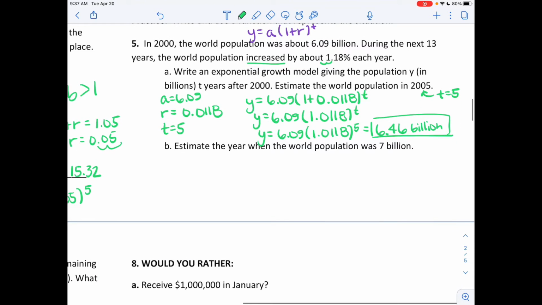This next one, they want us to estimate the year when the world population was 7 billion. So we want y to be 7 and figure out what our t is. So what we're going to do is, if you have a calculator with you, you can use the table in the calculator by putting in this equation into your calculator. Remember that instead of t, use an x, because your calculator is going to get confused if you use a t. Or you can use this same thing in Desmos. So I'm assuming you might not have a calculator in your possession if you are watching this video. So let's go ahead and take a look at Desmos instead.